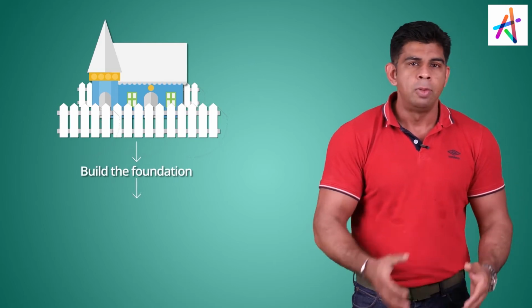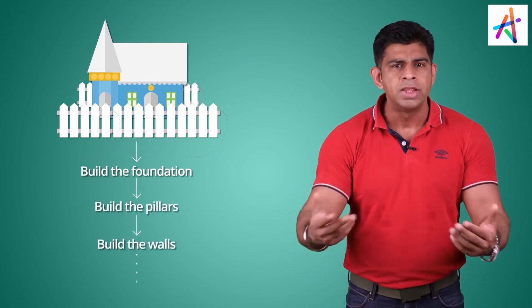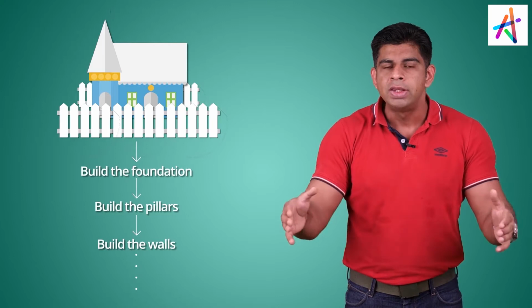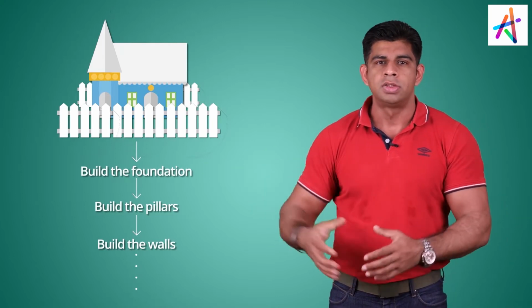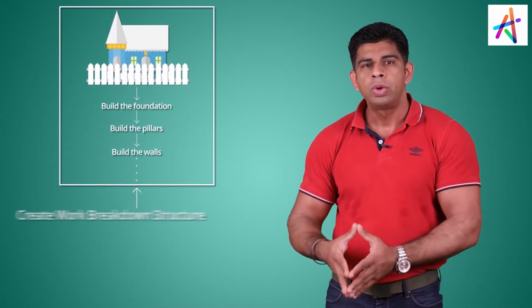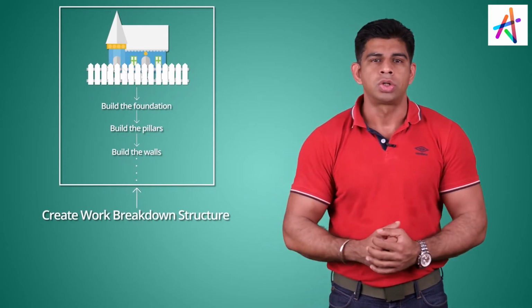So let's say, to build the house, we first have to build the foundation. Then we'll build the pillars, we'll build the walls and so on. What are we doing? We are breaking down the work into smaller components. And that is called create work breakdown structure. Once a work breakdown structure is created, the last level of the work breakdown structure is called the work package. Remember, I'm giving an introduction over here. So if you think work package, what's a work package?